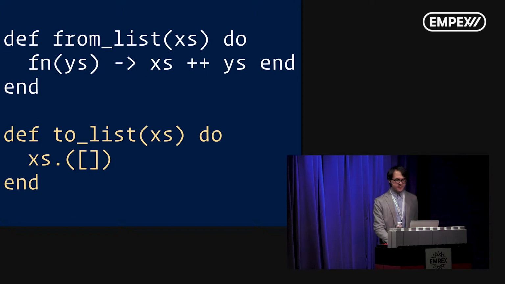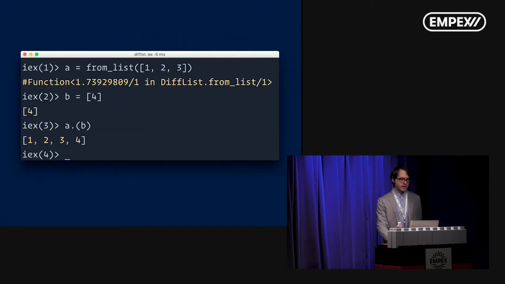This might seem really trivial, and why would you do this? But to prove that it actually works, we have an A, which is 1, 2, 3, and we get a function from the front list, and then we have just a regular list with just 4 in it. I call B on A, and it gives me a list of 1, 2, 3, 4.